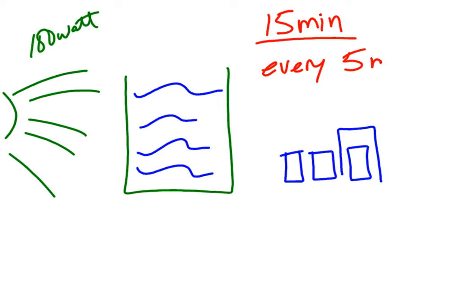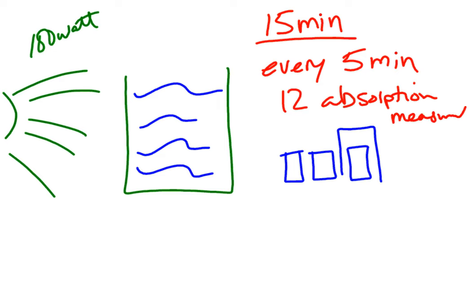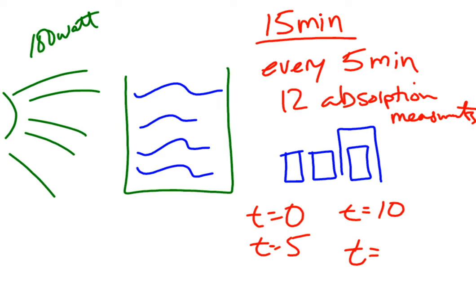So you should have a grand total of, in this case, 12 absorption measurements. Why are we having 12? Because we should have a time equals 0, time equals 5, time equals 10, and time equals 15. That's 4. You have 1, 2, 3 cuvettes.